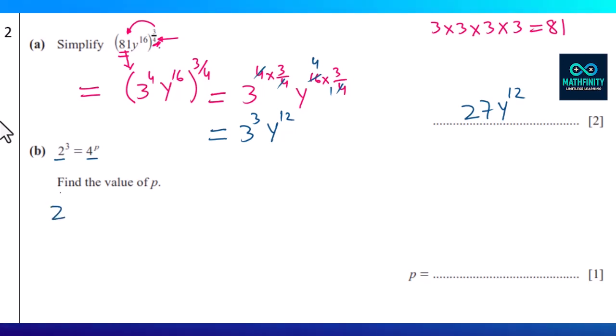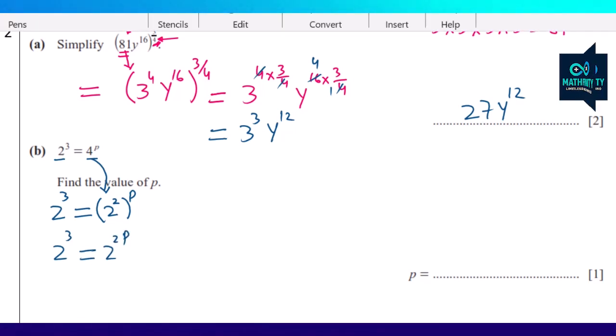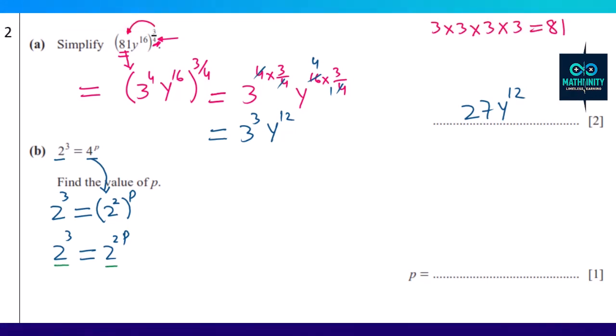So left hand side we will keep as it, and on the right hand side we can write 4 as 2 power 2, and outside is p. When you will open the bracket, you have to write 2 power 2p. Bases are same on both side of equality, it means powers are same. So we can write 3 is equal to 2p.